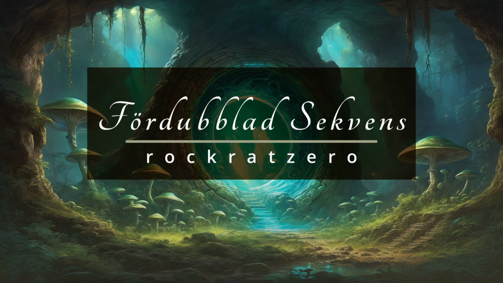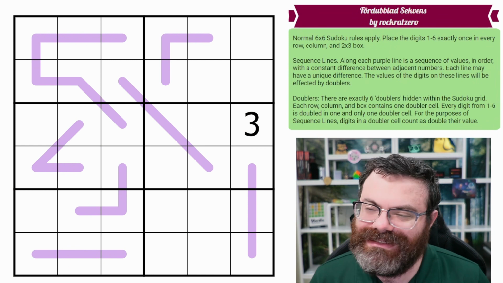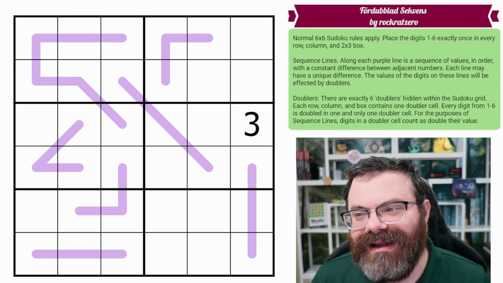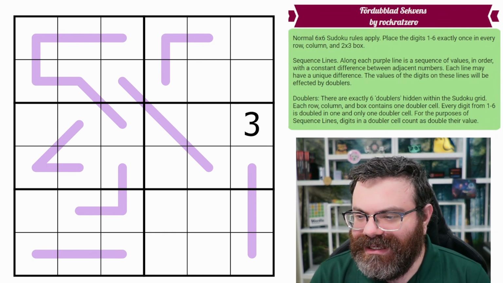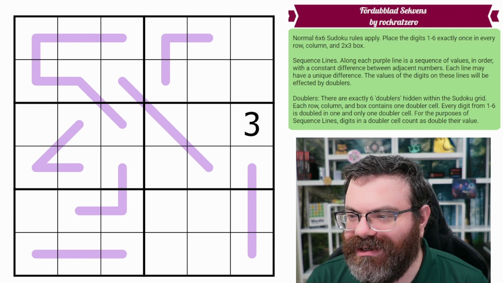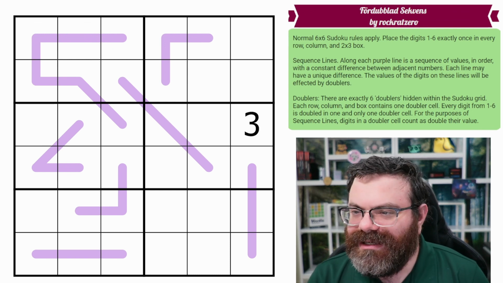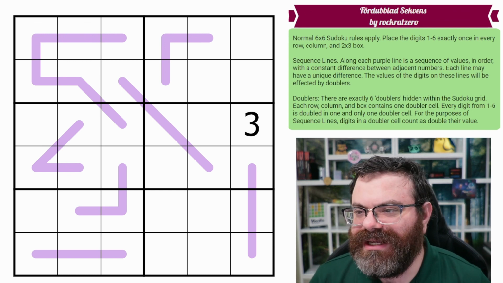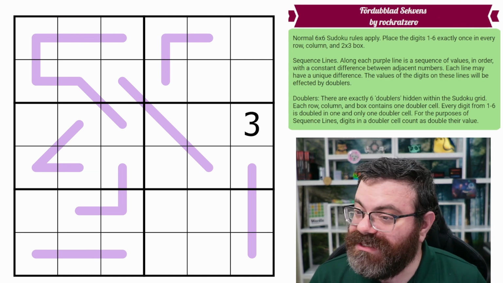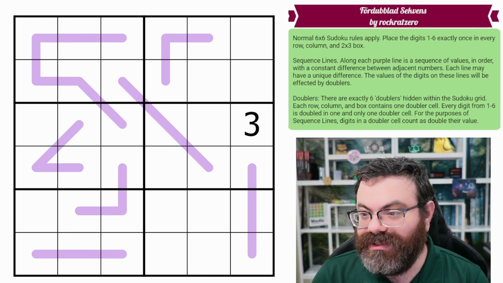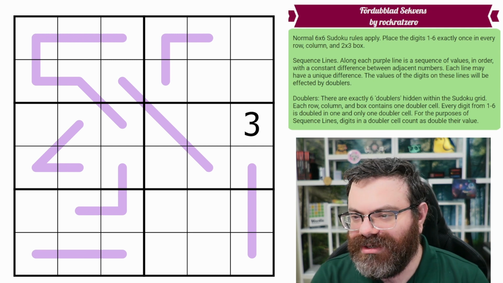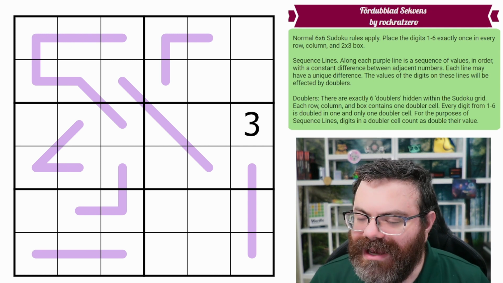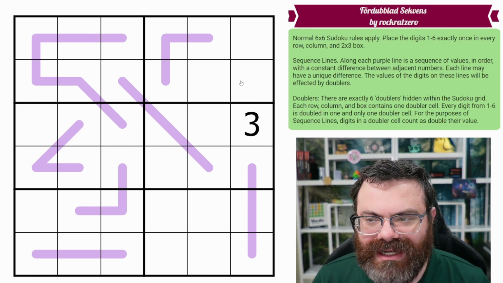Hello, let's continue our Sudoku adventure with Fördubblad Sekvens by rockratzero. That's Swedish for doubled sequence. So this is the continuation of our doubler week, our theme week for November. So it is doublers with sequence lines. If you know what that means, you can go ahead and check the link and start solving. Otherwise, I will go over the rules right now in detail.